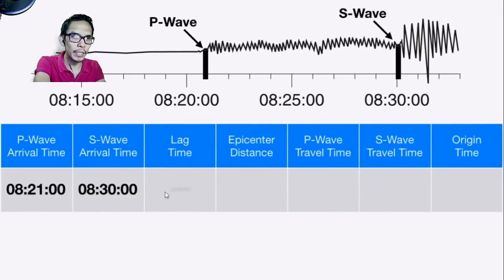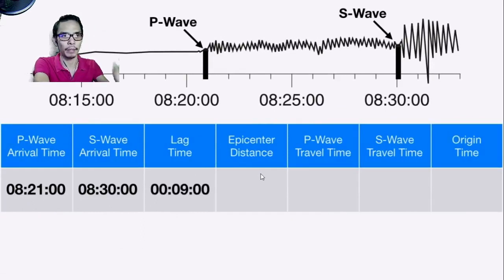So put that 9 minutes on our data table. That is the lag time. And lag time is very important in finding the distance to the epicenter. Okay, this is very important. Any mistakes in your lag time will affect the epicenter distance. So, how do we find the epicenter distance?